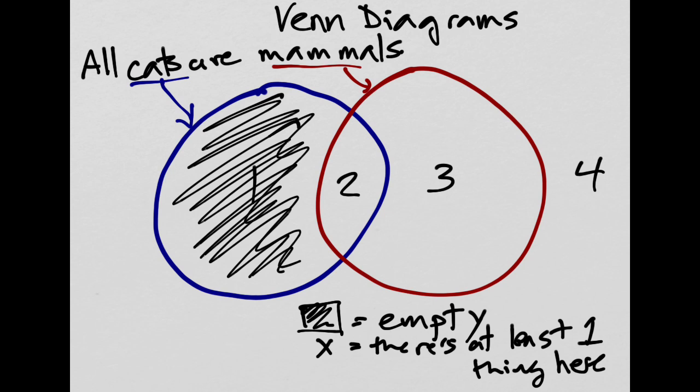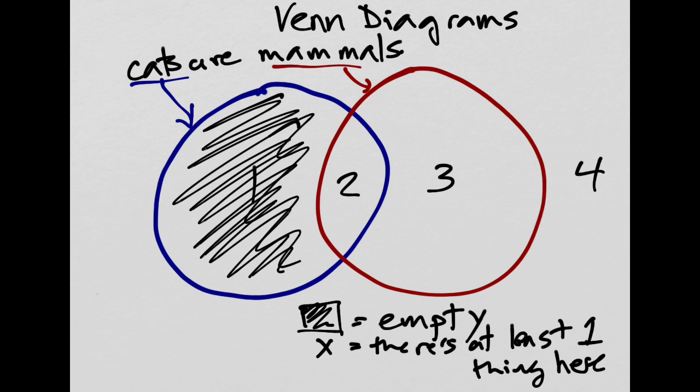In other words, when we say all, remember it means that if there was such a thing as the subject term, if there was such a thing as a cat, then it would be a mammal, and that's what we see here. If there are any cats at all, we're not saying there are, but if there were, they would have to be in area 2. In other words, they would have to be mammals. Okay, so that gives you a sense as to what an A statement would look like.